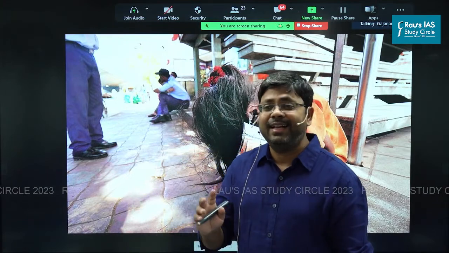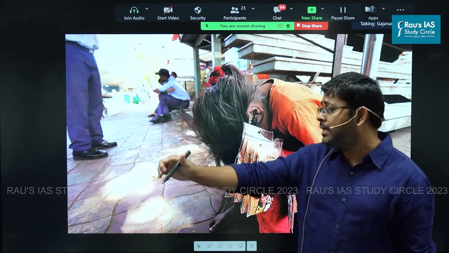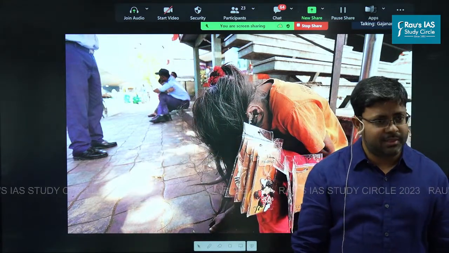That's a different thing. You are here to prepare for UPSC. Business is good, but with a different purpose. UPSC is a different thing then.